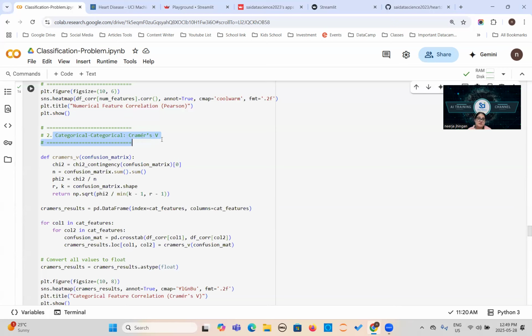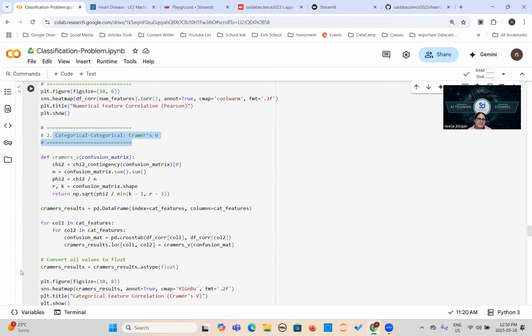Okay, this is Cramer's V. It will show you the association between two categorical features, and the value is between 0 and 1. If it is close to 1, it means the two categorical features are highly associated with each other. If it is close to 0, it means weak association, no correlation, and it will not help you make good predictions or classify the features.